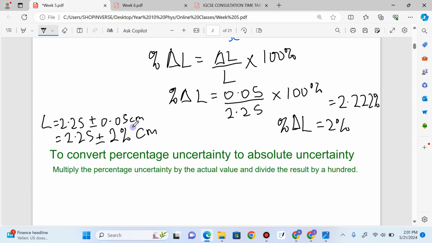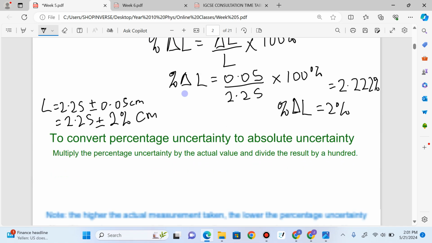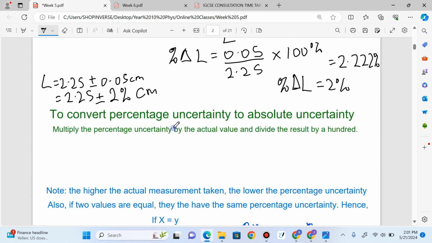How do we convert from one to the other? You've seen how to convert from absolute uncertainty to percentage uncertainty. Once you take these steps, you get the value in percentage uncertainty. What if you want to go from percentage uncertainty back to absolute value? All you have to do is multiply the percentage uncertainty by the actual value, and then divide the result by 100. Let's take, for instance, I want to convert 2% back to its value in absolute uncertainty. What will I do?